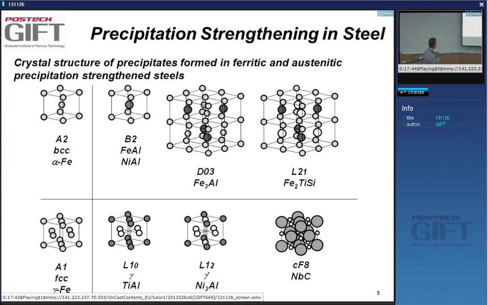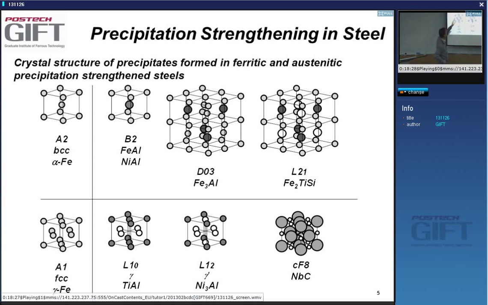And so just to highlight the similarity between the matrix, which can be BCC iron or FCC gamma iron, I show here on this slide the matrix crystallography and then the crystallography of the main types of precipitates that we see for steels. So take, for instance, a BCC iron, so alpha iron. Crystal structure goes by the name A2, right?